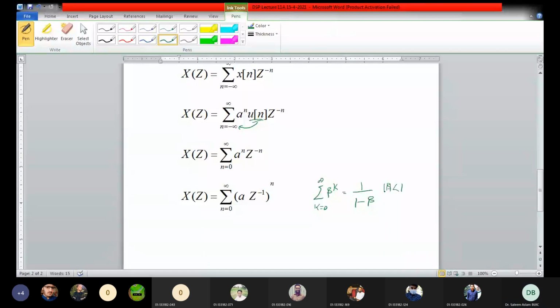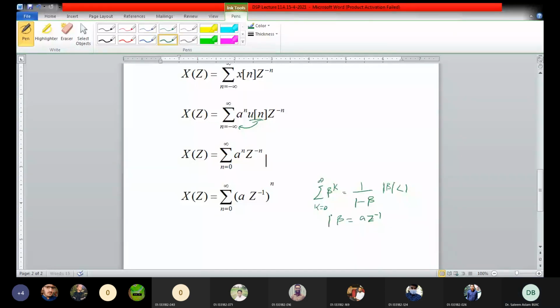Agree? Yes, sir. So now we are going to apply this condition on this summation so that we can simplify the expression. The magnitude of beta should be less than 1, because the condition is really important. So here beta is equal to a z inverse. So let me write here, beta is equal to a z inverse in our case.